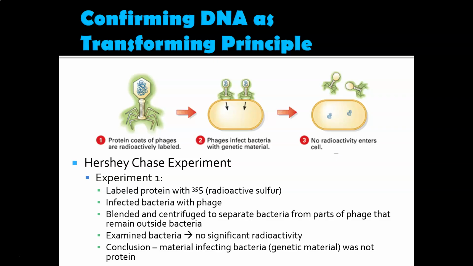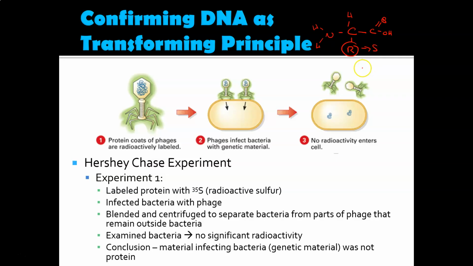In their first experiment, they label the protein coat with radioactive sulfur. Remember that we can find sulfur in the R groups of an amino acid. If I look at the basic structure of an amino acid, it looks like this: there's your carbon, your carboxyl group, your R group, your amino group, and then that hydrogen. So that sulfur can be here.